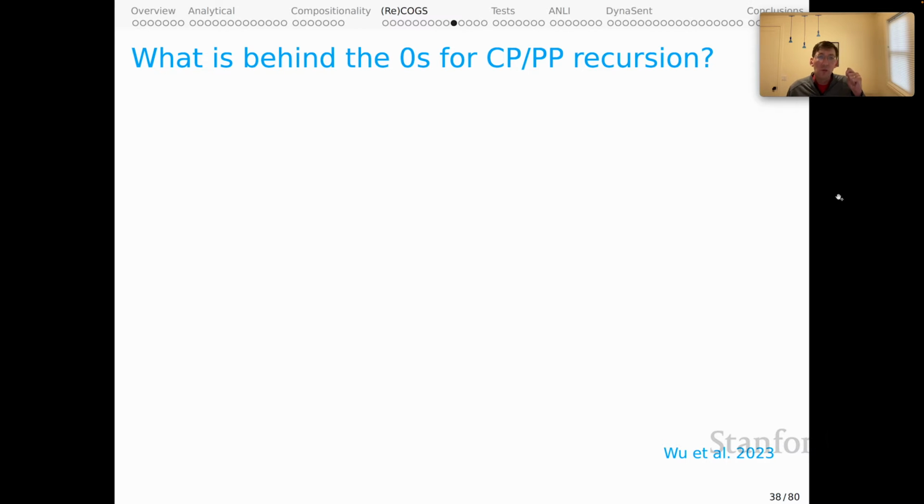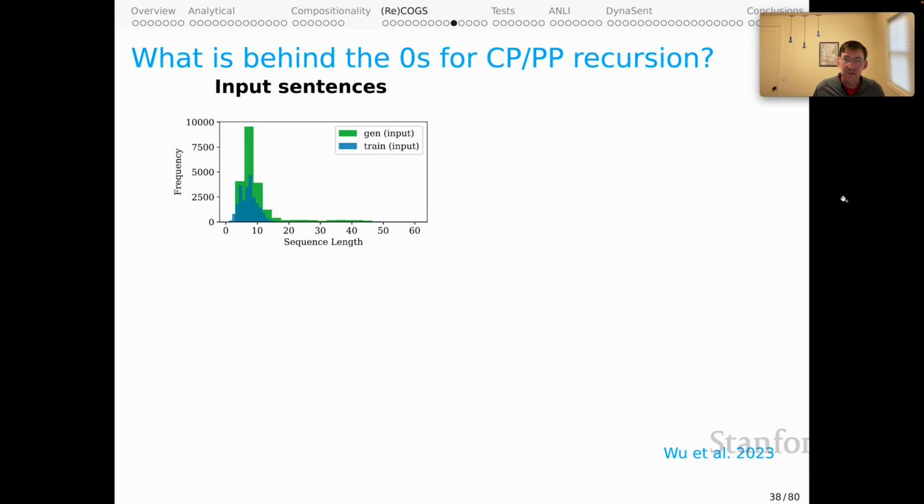First question, what is behind the zeros for CP and PP recursion? That was one of the hardest structural generalization splits. Here we should think first about length. The fundamental observation here is that models are exposed to one kind of example length during training and a very different distribution of lengths during the generalization splits. In particular, the longest examples occur in the generalization splits. Here we're showing the distribution for input sentences. The generalization split lengths are in green and they have this very long tail out to very long examples.